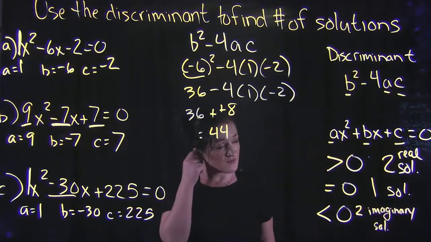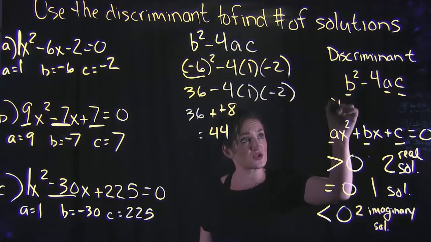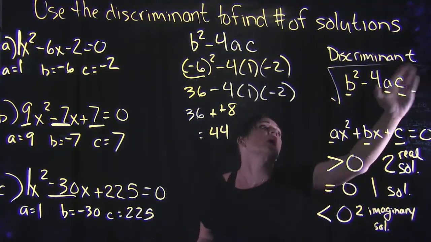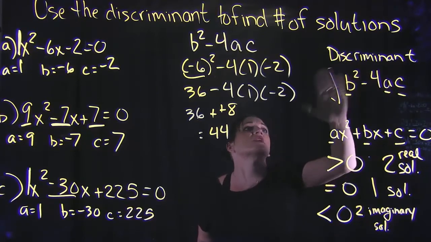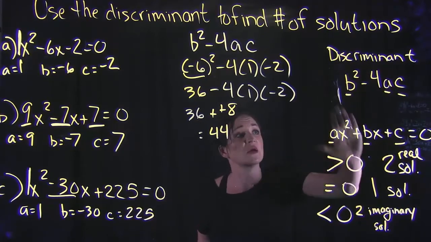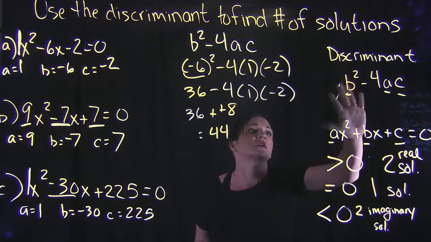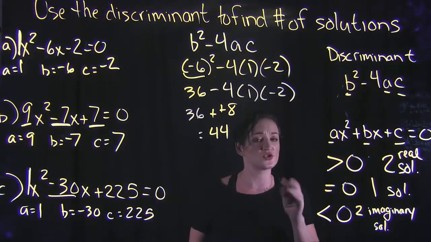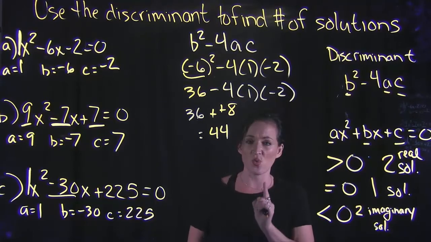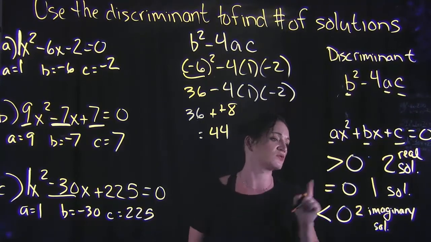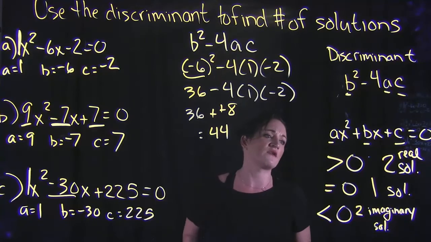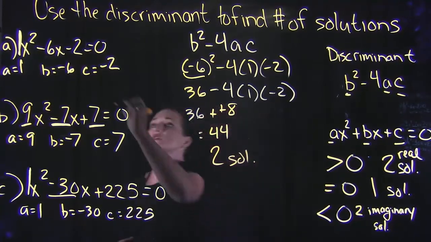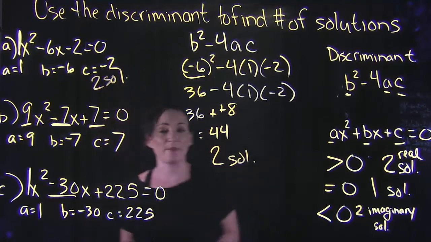Because if it's negative, remember this is underneath a square root symbol in the quadratic formula. And when you take the square root of a negative number, you start dealing with imaginary numbers. Doesn't mean you're not going to get an answer. It just means it's an imaginary answer. So greater than 0, two real solutions. Equal to 0, one solution. Less than 0, two imaginary. We have 44, which is greater than 0, so we will have two solutions for example A.